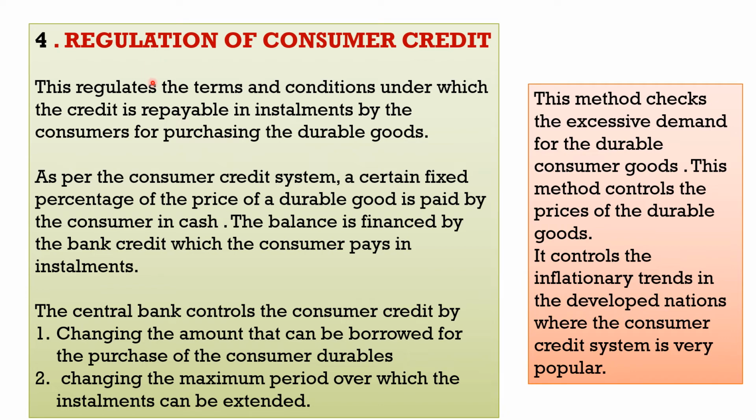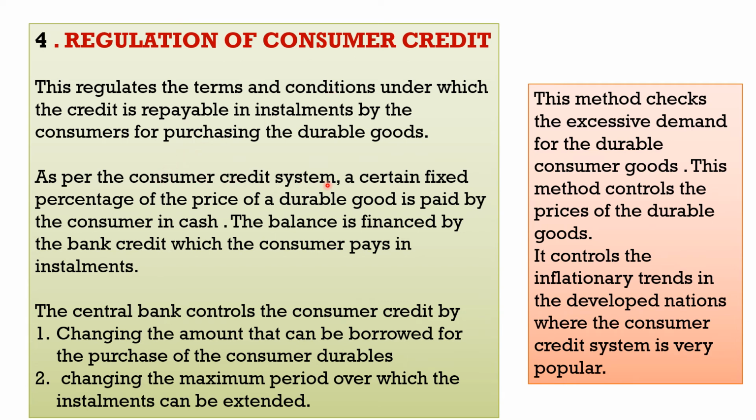How does this happen? It regulates the terms and conditions under which the credit is repayable in installments by the consumers for purchasing durable goods. The durable goods, I hope you understand, it can be a washing machine, it can be a fridge, it can be a microwave. Now, when I go to buy a microwave, a little amount I'll be paying as the earnest money and the rest in installments. Now, the role RBI plays here is, it will fix the terms and conditions on which I will be purchasing that microwave. How many installments I can take and what will be the rate of interest charged by the shopkeeper from me. So, these terms and conditions are prefixed by the RBI.